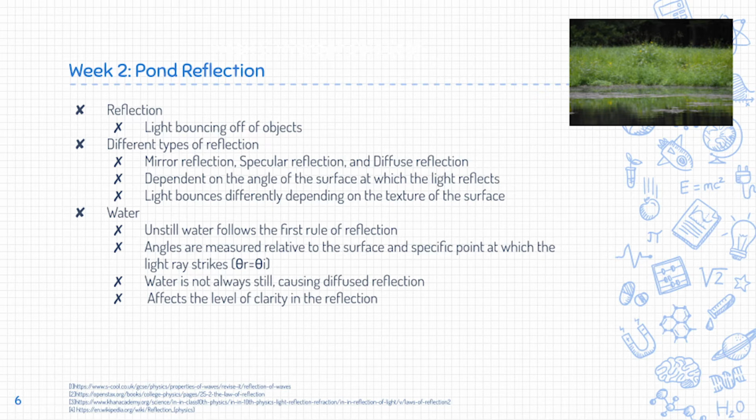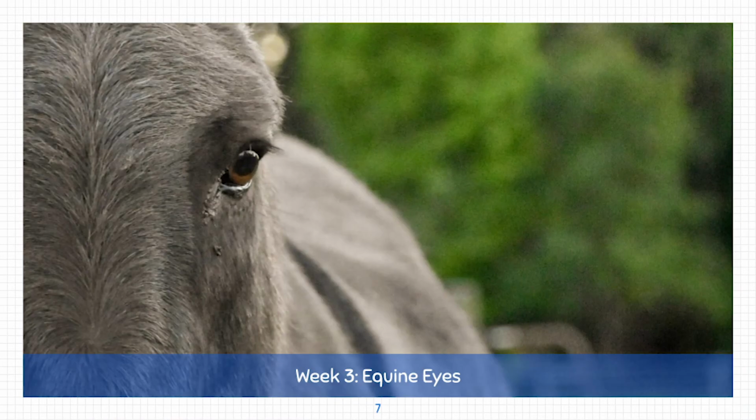Since water is not always still, the light strikes the surface at different angles, causing diffuse reflection. In this case, the original image is reflected in a distorted manner. This affects the level of clarity in the reflection, answering my question as to why movement makes it difficult to see reflection. This is a photo of my miniature donkey.